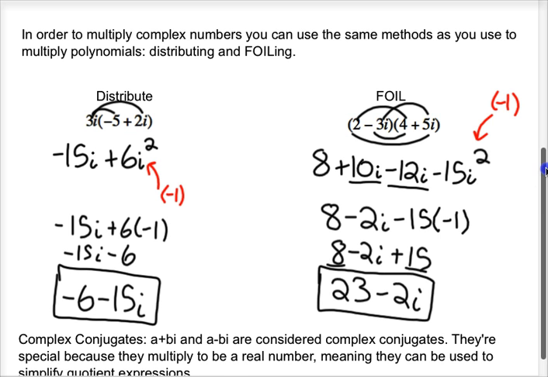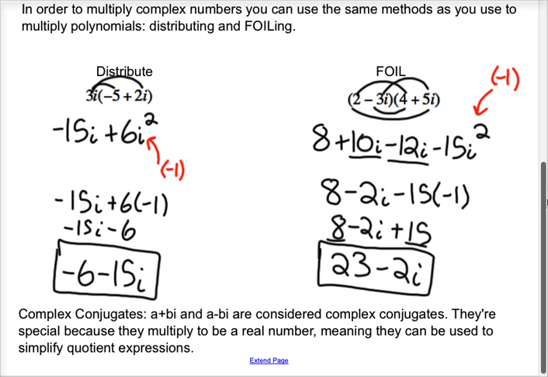All right. So the last little snippet on the front sheet here. Complex conjugates. A plus bi and a minus bi are called complex conjugates. They're special because they multiply to be a real number, meaning they can be used to simplify quotient expressions. So this is going to be something important when we're talking about division problems. We're going to use these complex conjugates.